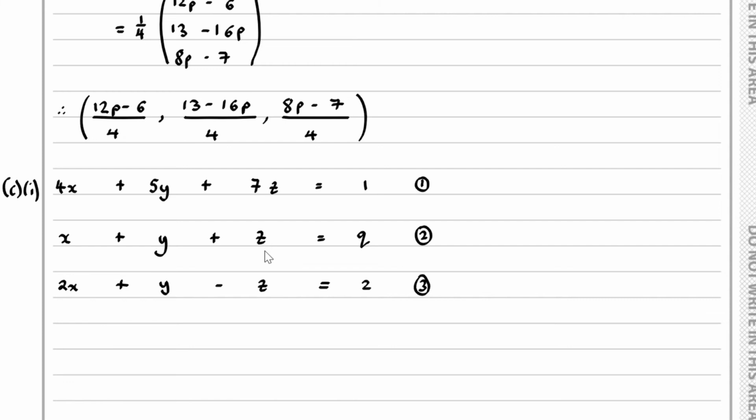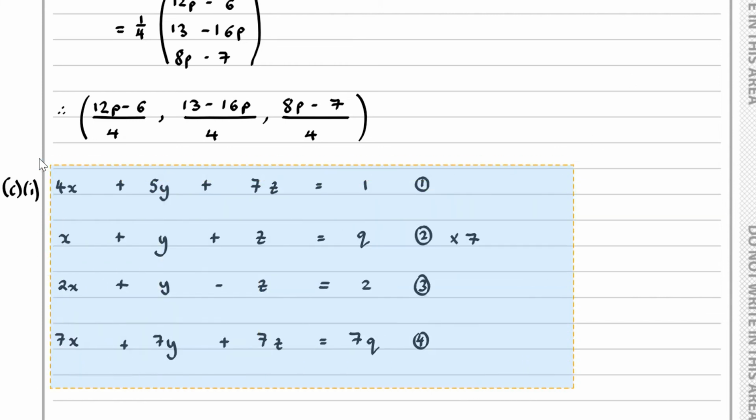Now, what we need to do is multiply equation 2 by 7, and if I do that, I'm going to get 7x plus 7y plus 7z equals 7q. We'll call this equation 4.